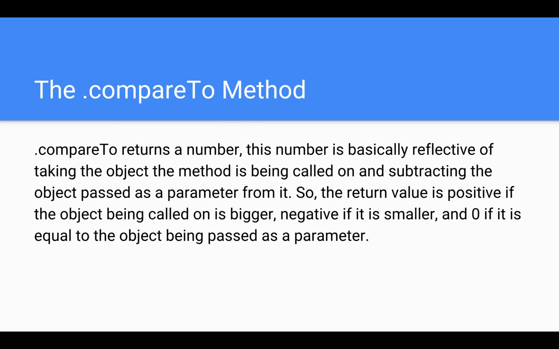The .compareTo method. .compareTo returns a number. This number is basically reflective of taking the object the method is being called on and subtracting the object passed as a parameter from it. So the return value is positive if the object being called on is bigger, negative if it is smaller, and 0 if it is equal to the object being passed as a parameter.